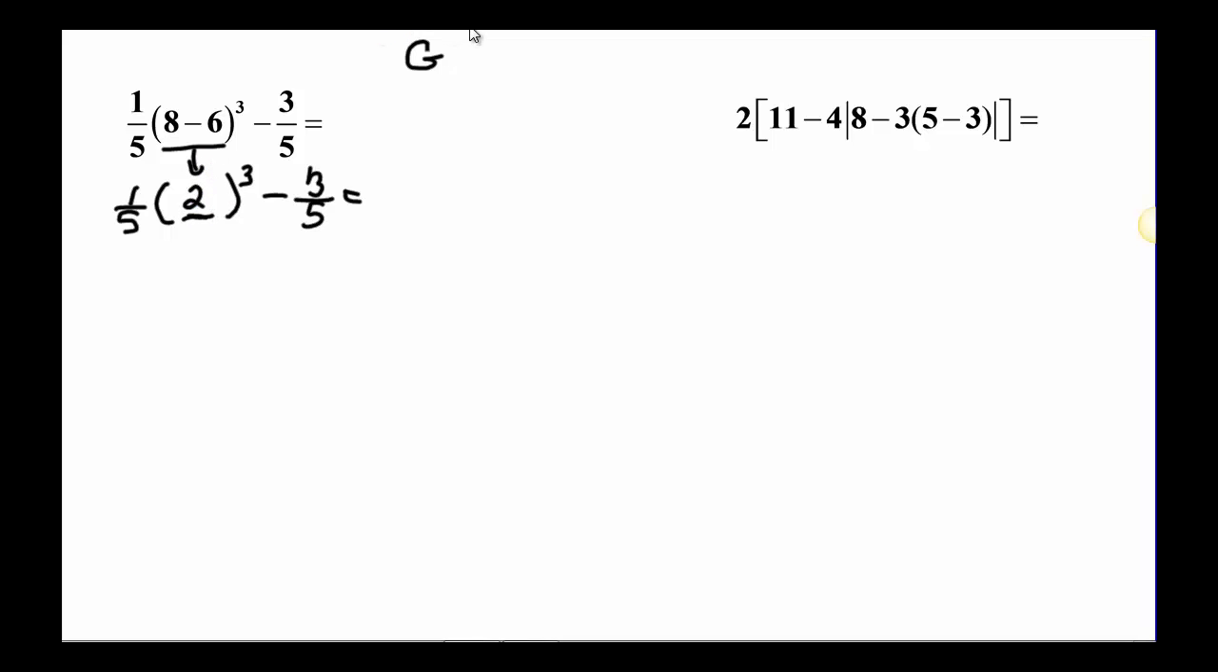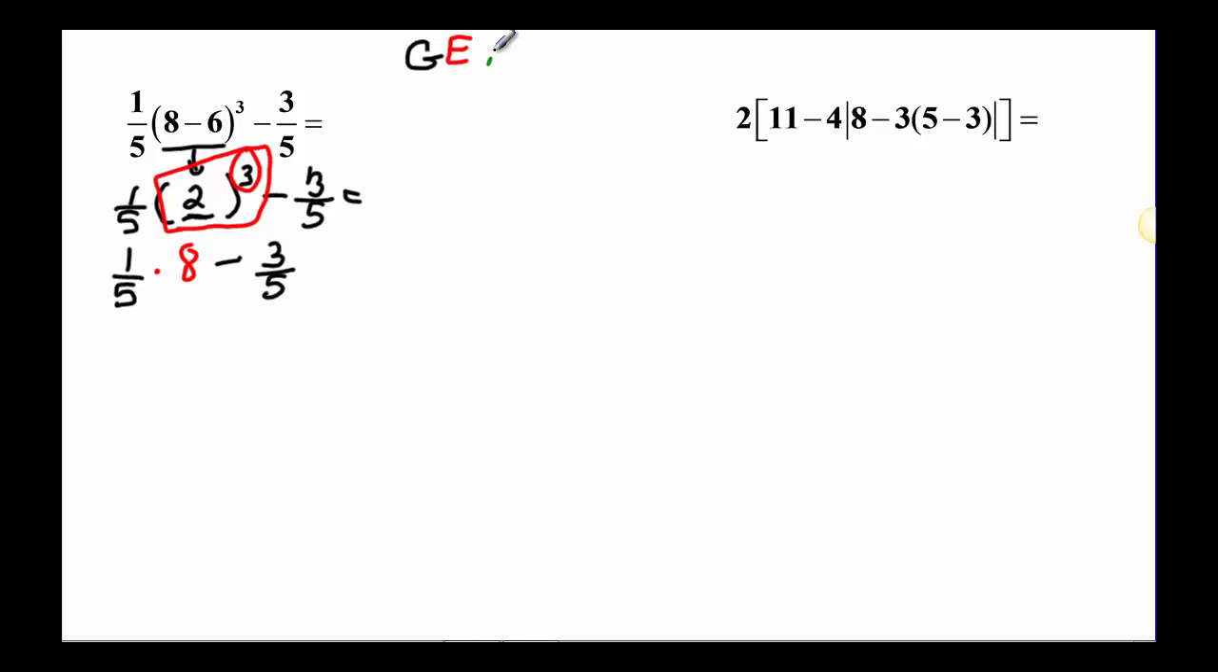And then the next thing that we would have had would be exponents. And we have an exponent right here. So if I recopy my problem, I have 1/5, and then I'm going to do the 2 cubed, and this is still multiplying though, 1/5 times this. 2 cubed happens to be 8, and then following the rest of the problem, minus 3/5.